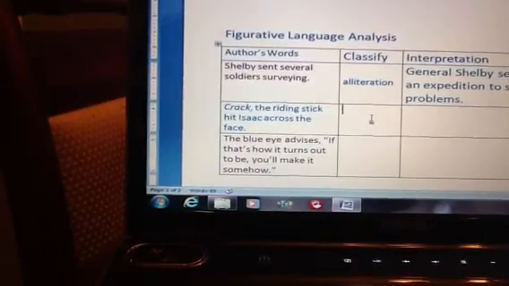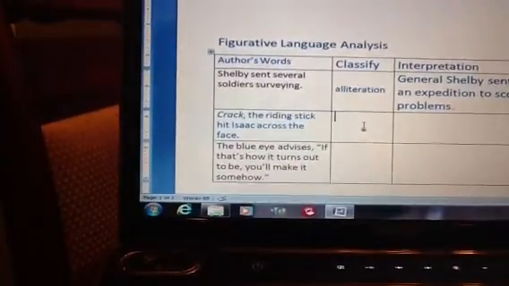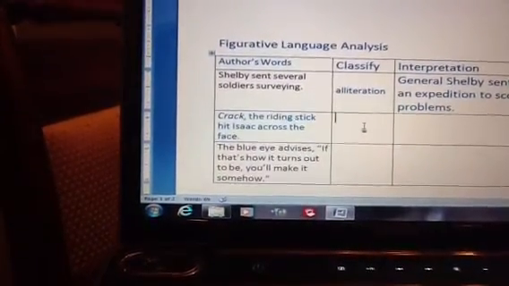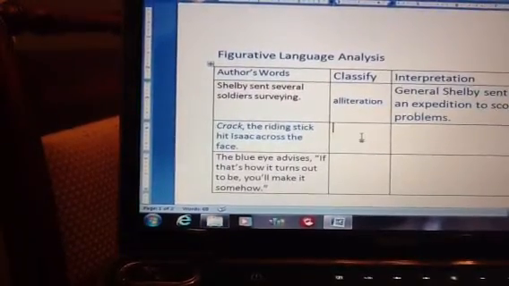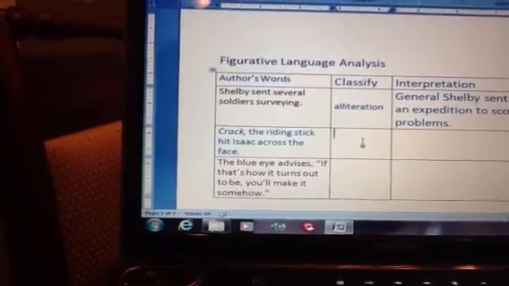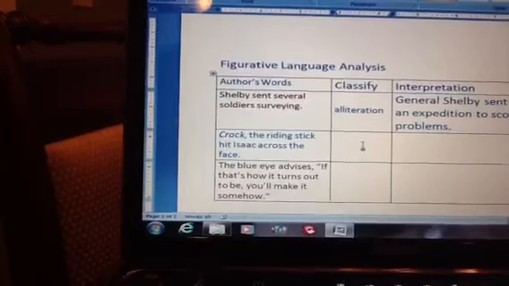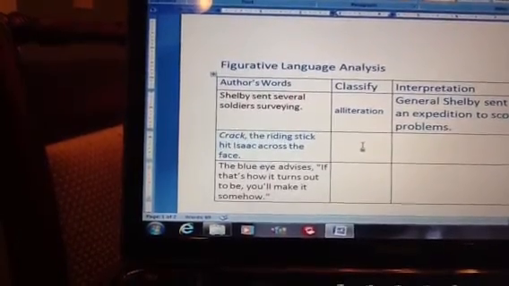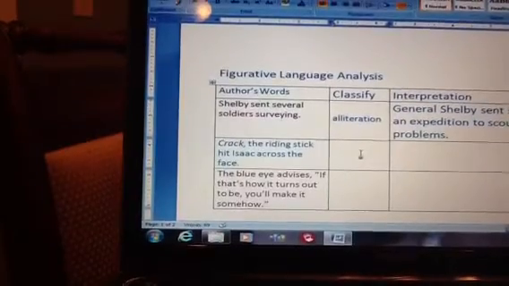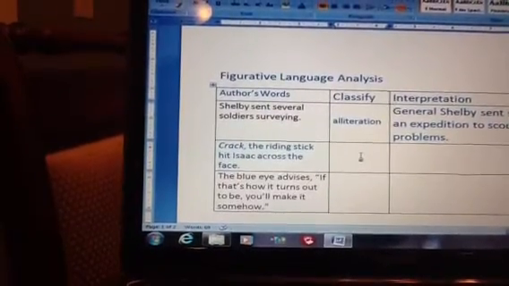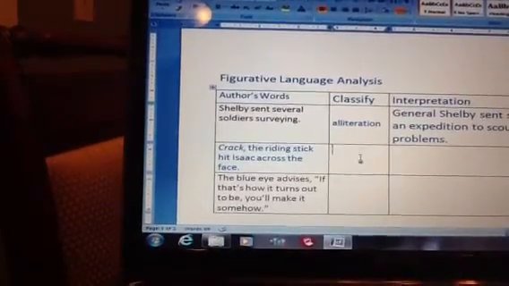So I'll go back to what I know about figurative language, all the terms and definitions, or I can refer to the figurative language word wall in the classroom, and I can see that the author's words, Shelby sent several soldiers surveying, most closely identifies with the term and definition of alliteration, using the same consonant letter or sound in every word or almost every word in this sentence.